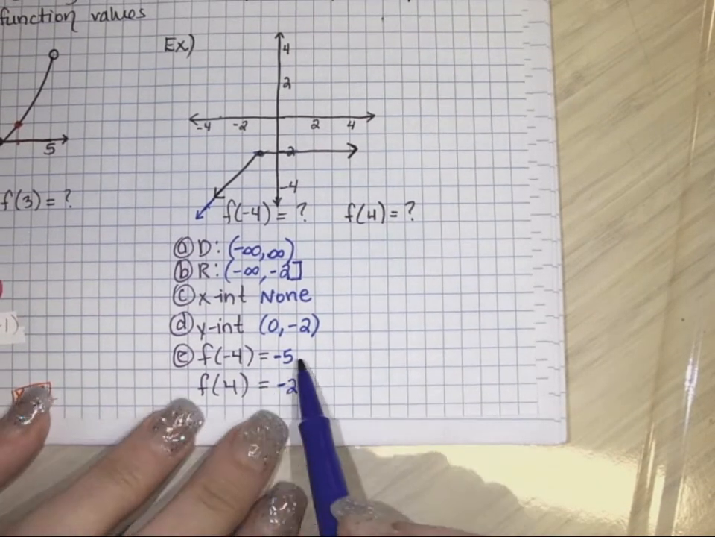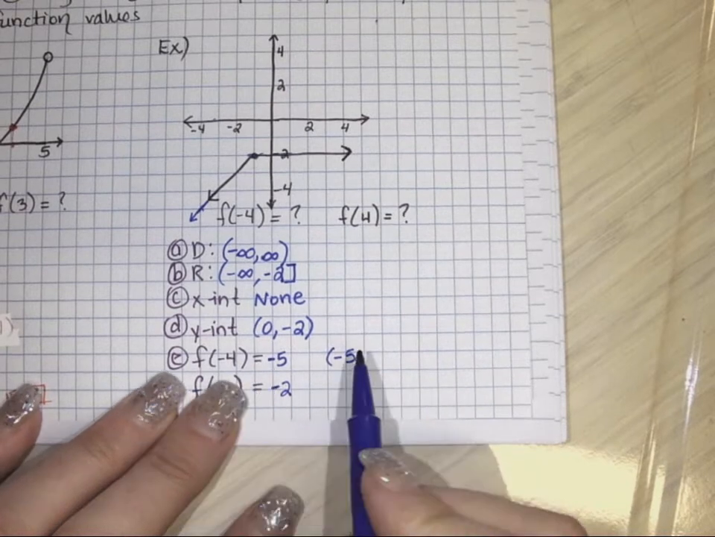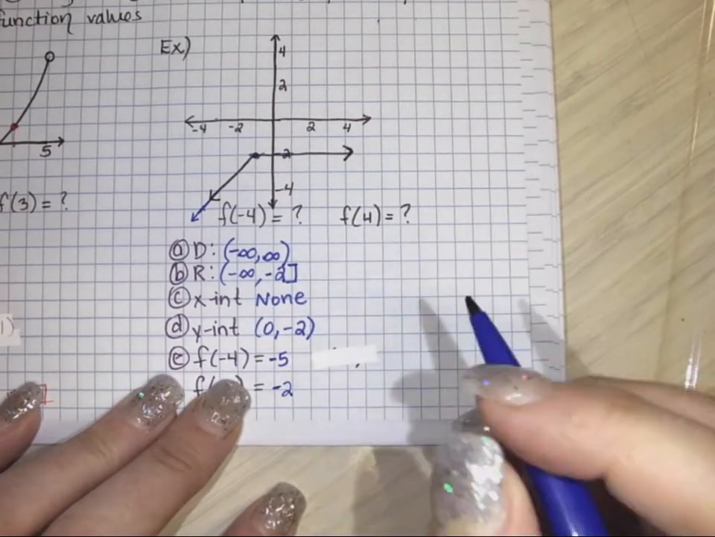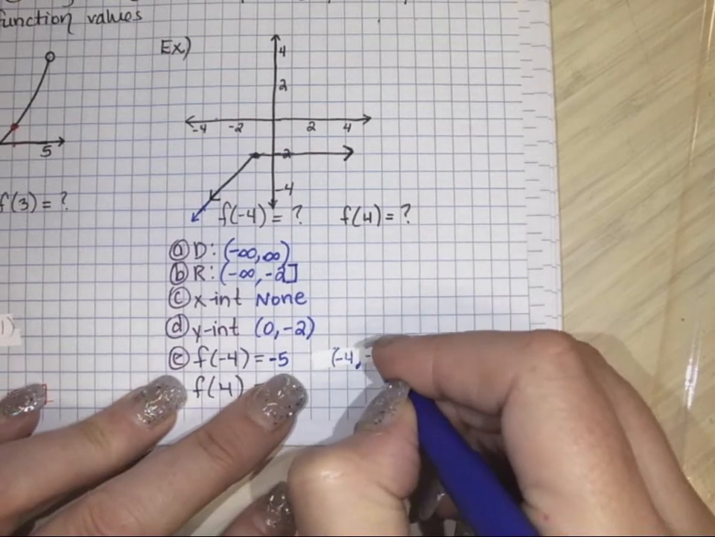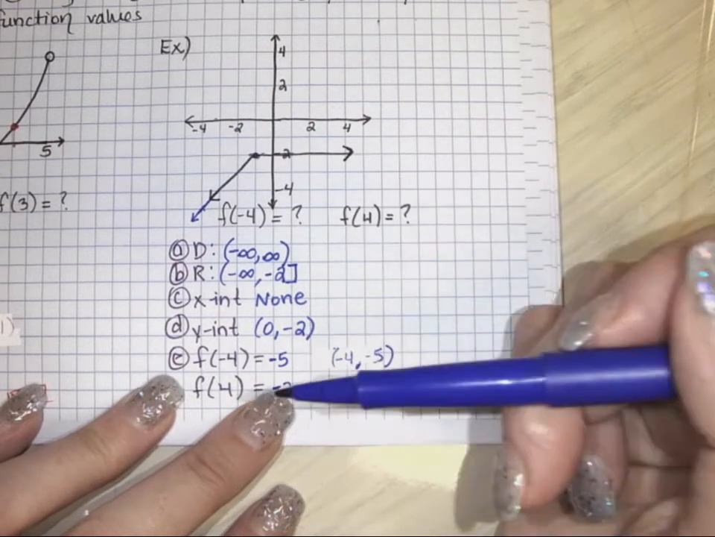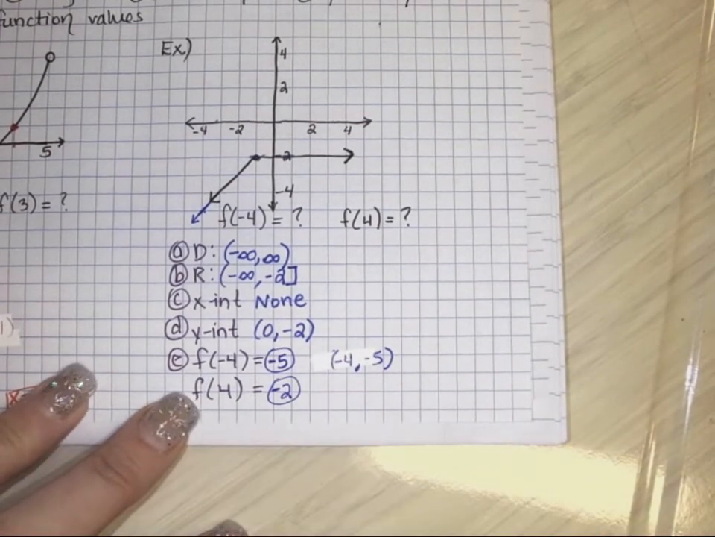And you can always double check this because it should form an ordered pair with your x of -4 and a y value of -5. So you can double check. Is that ordered pair -4, -5 on the graph? Yes. So -5, and -2.